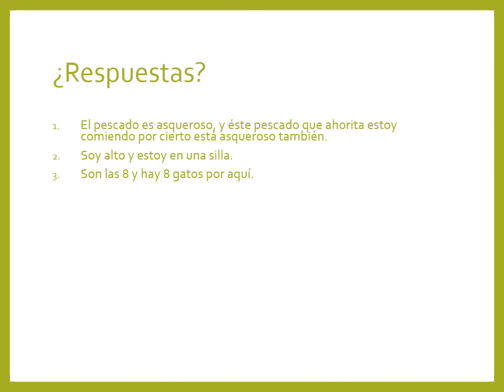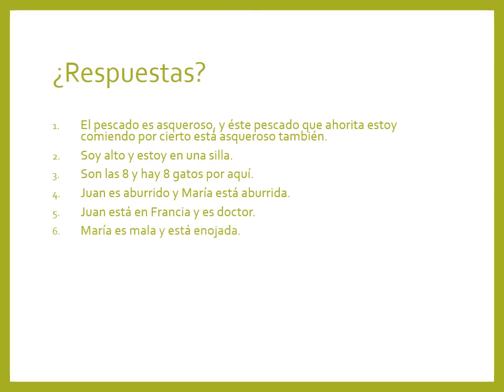Number 3, son las 8 y hay 8 gatos por aquí. Time, and then hay, trick question, there is. Number 4, Juan es aburrido y María está aburrida. Description, condition. Number 5, Juan está en Francia y es doctor. Location and occupation. Número 6, María es mala, está enojada. Here we have a description or characteristic and an emotion.